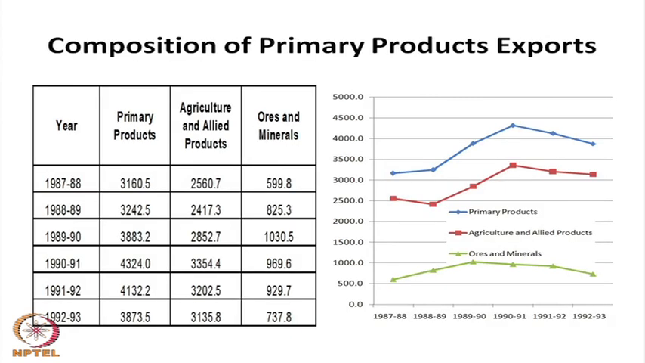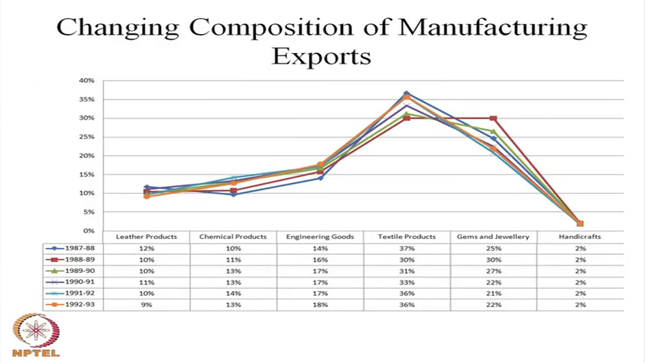If you see after 1990, within the manufacturing sector, from 1987-88 to 92-93, the manufacturing sector generally had nearly 70% of our export basket weight.